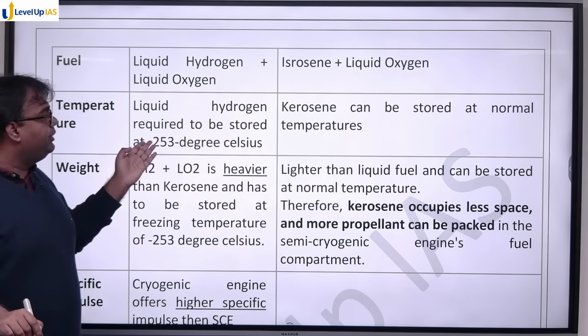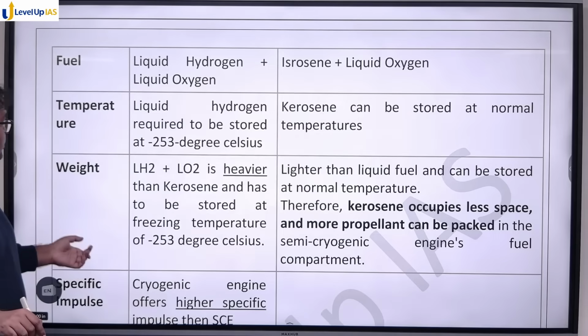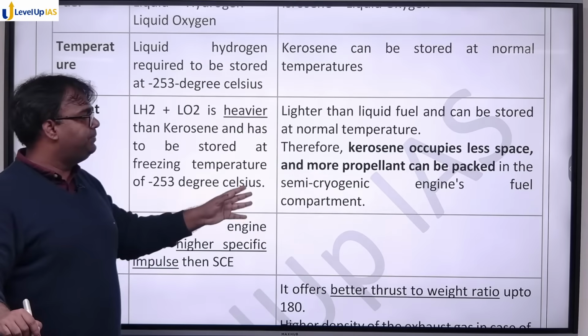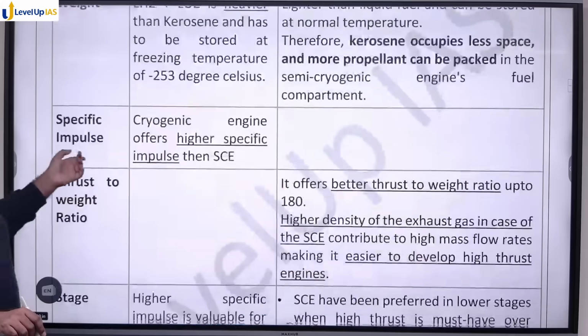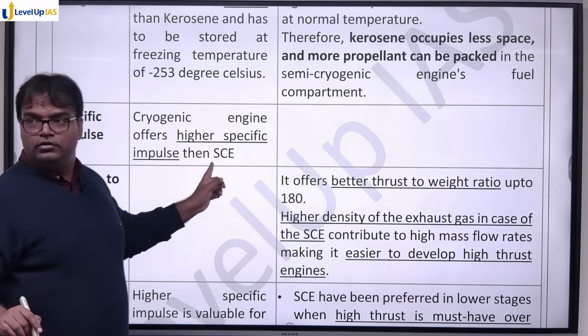So I have explained to you, liquid hydrogen has to be kept at minus 253 degrees Celsius, which is not the case with kerosene. Weight: liquid hydrogen would be heavier, kerosene occupies less space and more propellant can be packed. It is in that sense. Specific impulse is higher for which one? Cryogenic engine, not semi-cryogenic engine.